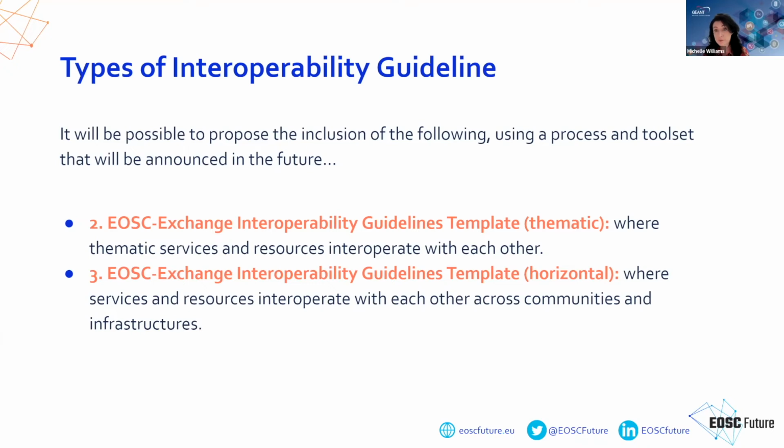Second and third types of interoperability guideline are somewhat related, and it will be possible to recommend such a guideline for inclusion in the EOSC Interoperability Framework. These relate to where thematic services and resources interoperate with each other using EOSC interoperability guidelines, or where services and resources interoperate with each other across communities and infrastructures.